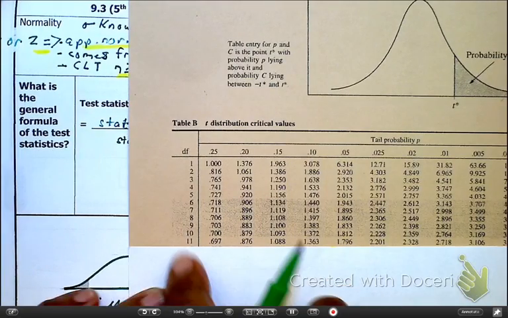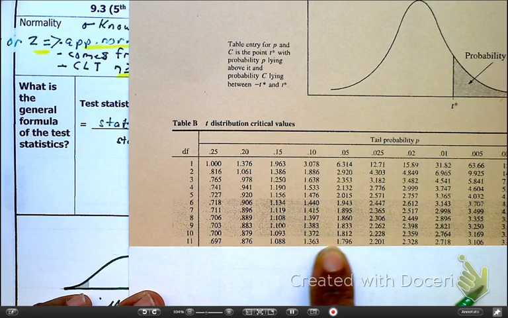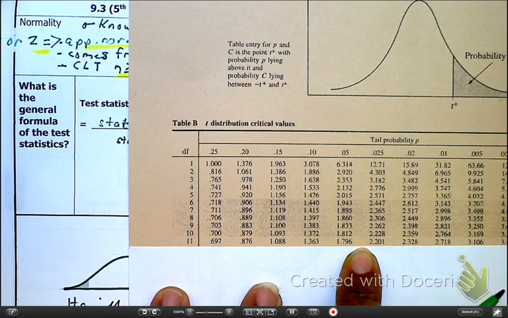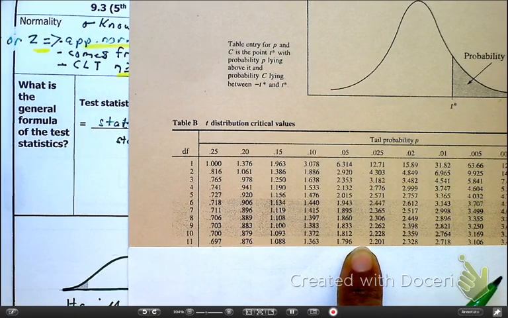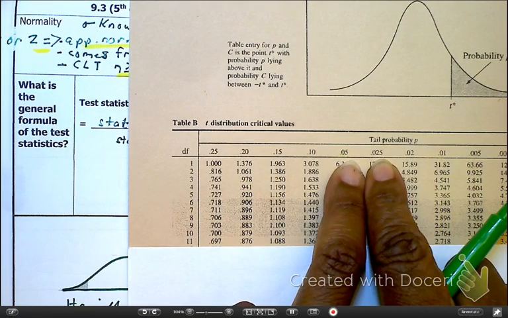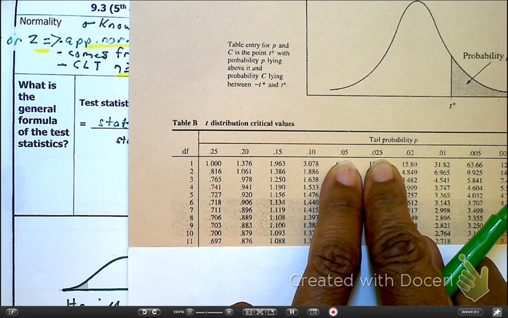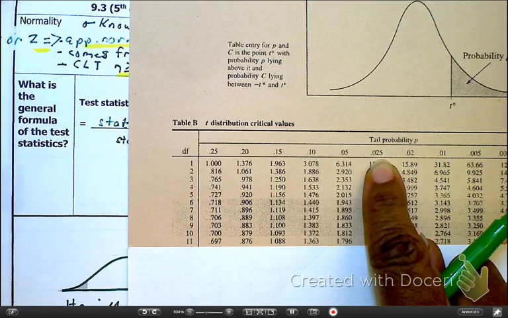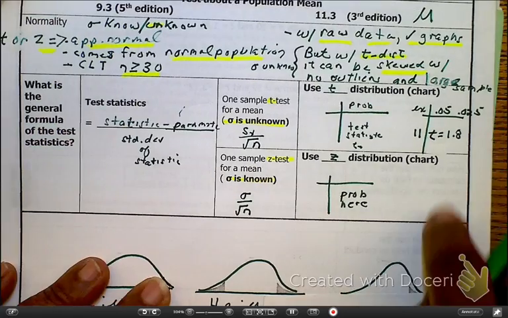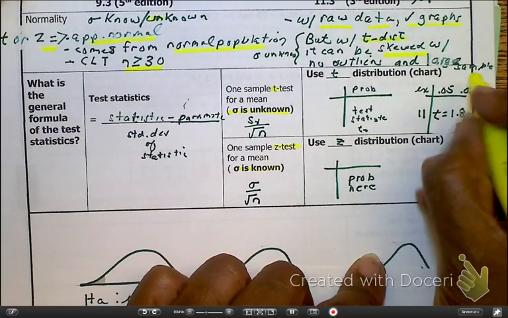So what we do is we find our degree of freedom, which is 11, and we slide over until we see approximately 8. And I think we'll all agree 8 is in between here somewhere. Now what you do is you slide up and look at the probabilities that surround that 8. So you can see that the probability here is going to be between 0.05 and 0.025. Which means that is what our p-value is going to be. It's going to be between these two.